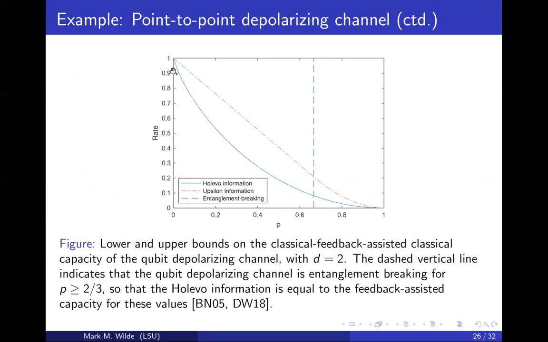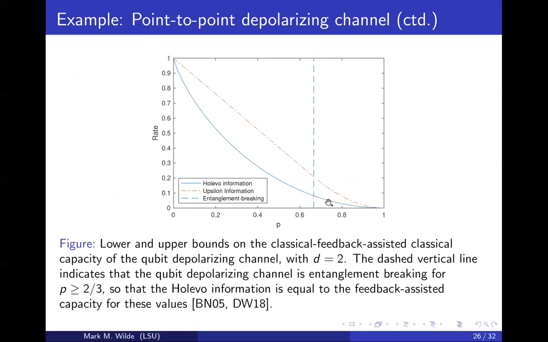For a perfect channel, the capacity is 1 bit per channel use. For a useless channel, it's 0 bits per channel use. And then this is the Holevo information lower bound. When p becomes 2/3 or greater, the channel becomes entanglement breaking.